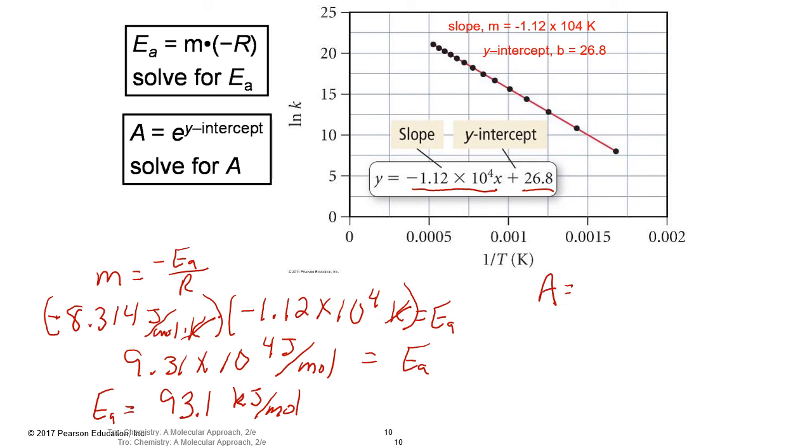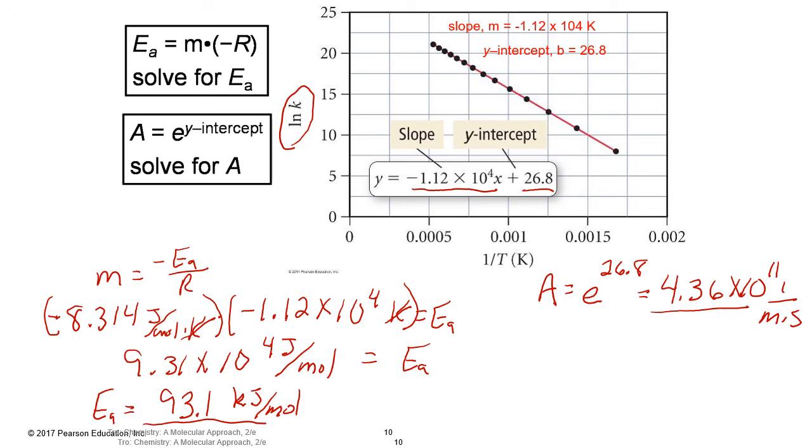If we want to find our frequency factor, we're going to take e to the intercept, which in this case is 26.8. And we see that we get 4.36 times 10 to the 11th. The units on that are going to be the same as the units on the rate constant, which is 1 over molarity times seconds. So we can find both the activation energy and our frequency factor by plotting the data as the natural log of our constant and 1 over the temperature in Kelvin.